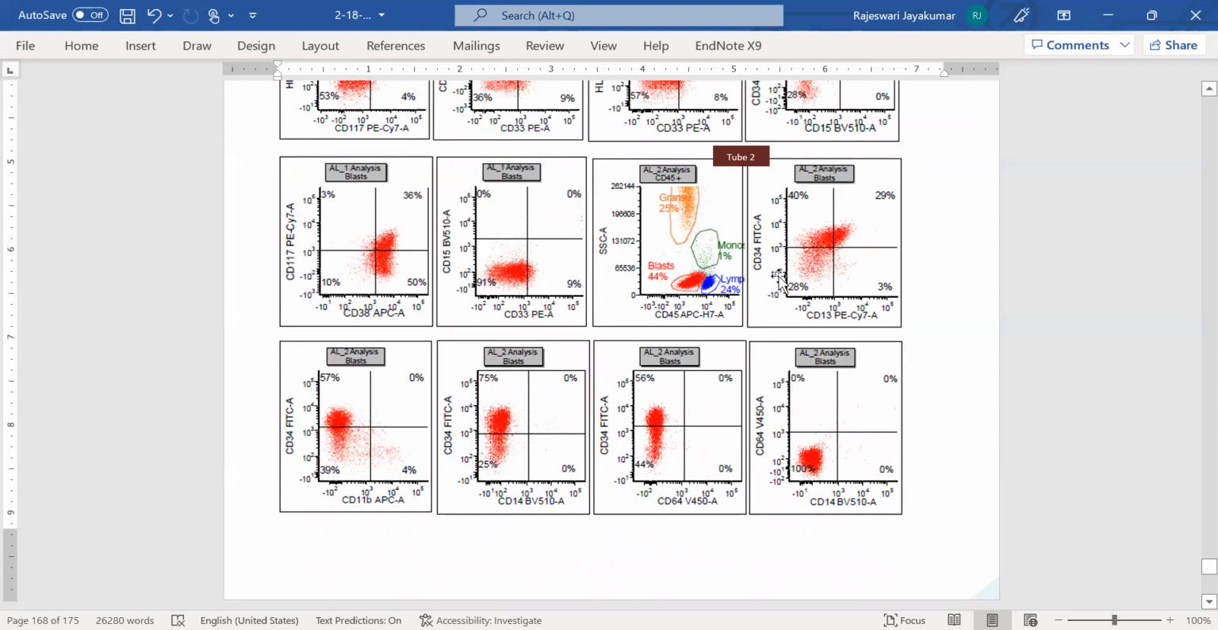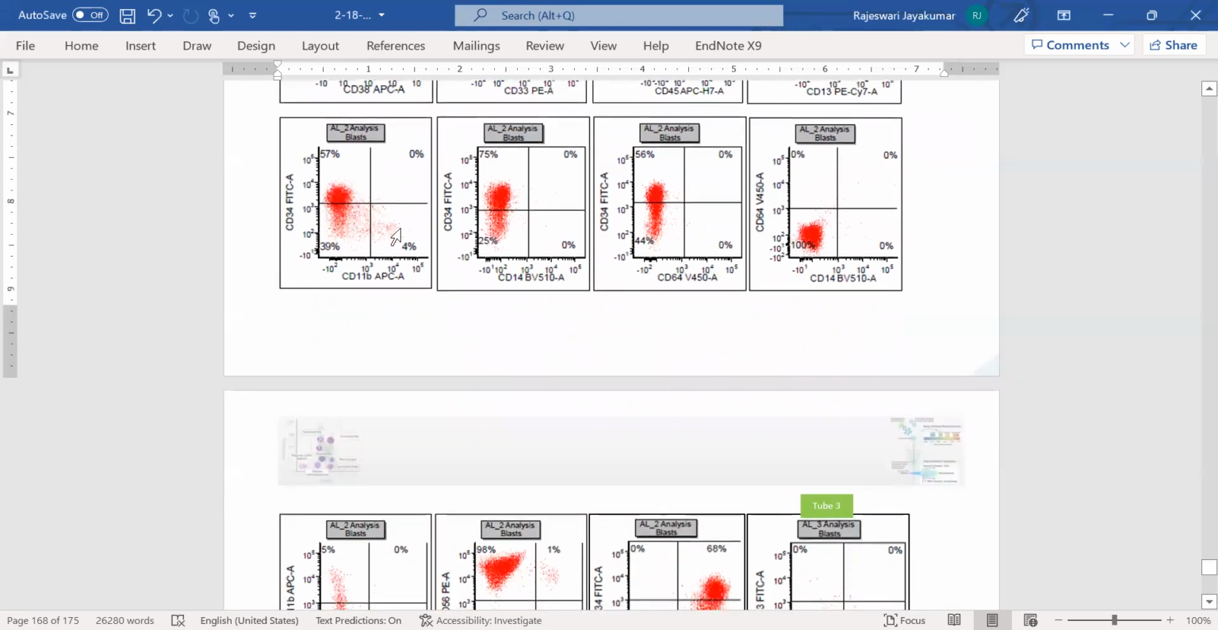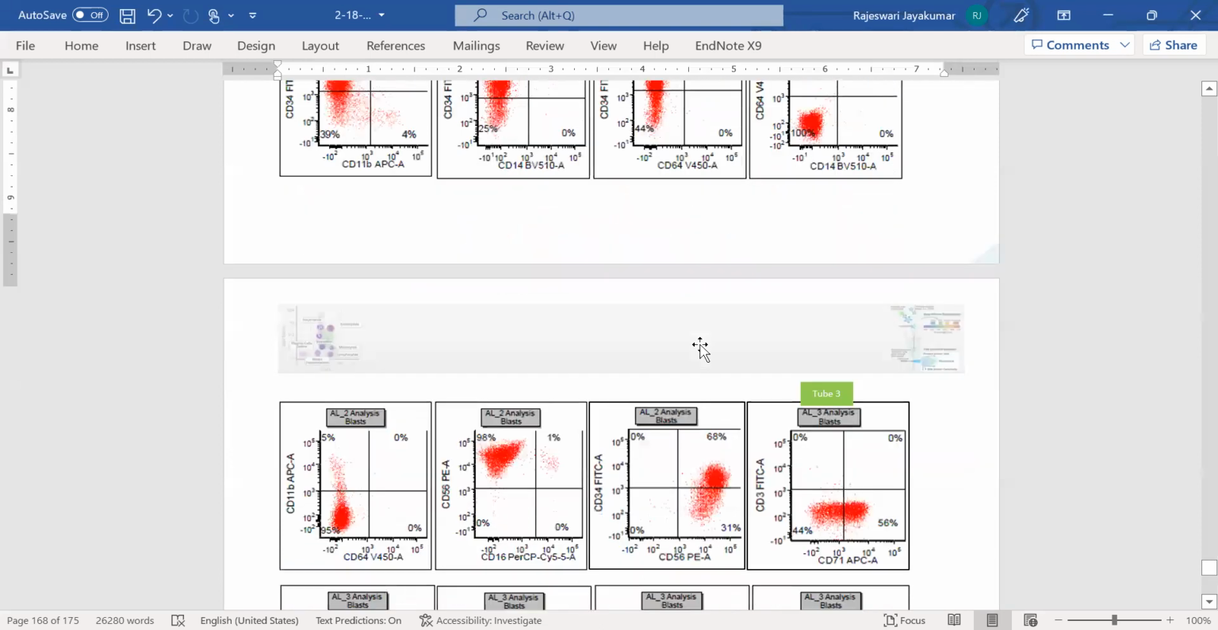And then in the next tube, we see that these blasts express a partial CD13. So far they are positive for the myeloid markers CD117, CD13, and partial CD33. All markers are pretty partial. And when we go to the monocytic markers, they're negative for CD11b, negative for CD14, and negative for CD64. So they do not express any of the monocytic markers.